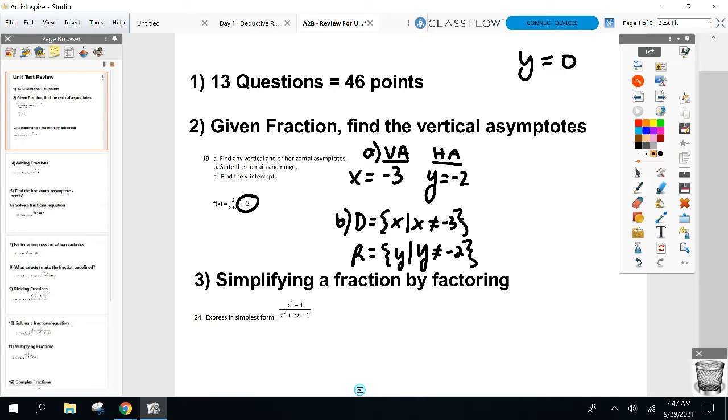They're all related: range and horizontal, domain and vertical. We could put them in brackets or parentheses, even if it doesn't have anything, I don't care. But I do want to see the y such that y cannot equal -2. I want that good notation. We're okay. All right, and then finally, y-intercept. Again, you could look on your table of values on your calculator. If not, what did we do yesterday? Everywhere we saw an x, we plugged in 0. So 2 over 0 plus 3, minus 2.